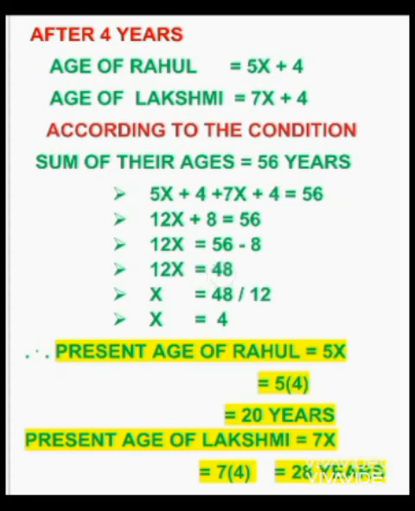You have to find the value of x. So transpose 12 to the other side, and you will get x is equal to 48 by 12. Now cancel it, and you will get 4. So the present age of Rahul we have considered as 5x. Substitute the x value in this: 5 into 4 is equal to 20 years. And the present age of Lakshmi we have considered as 7x. So 7 into 4 is equal to 28 years. So the present ages of Rahul and Lakshmi are 20 years and 28 years.